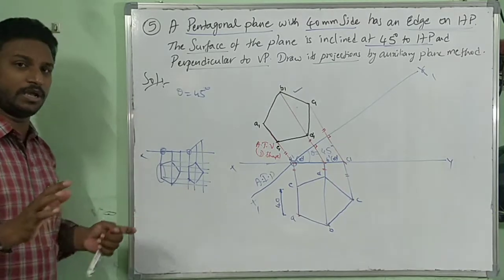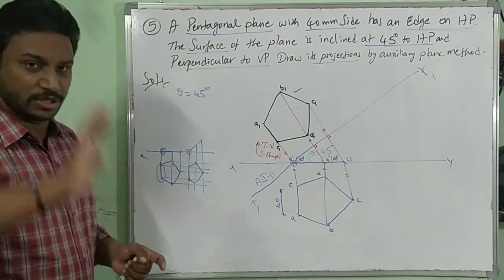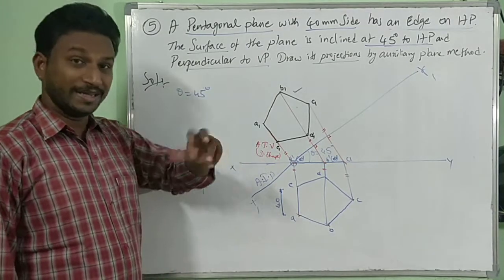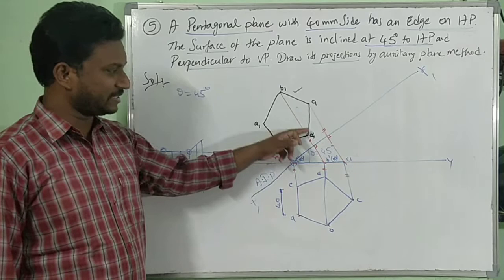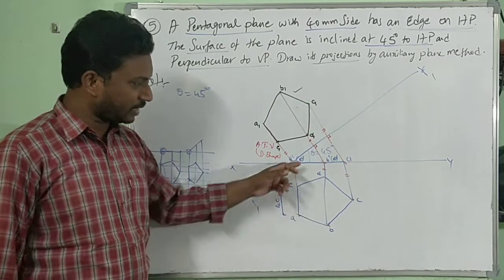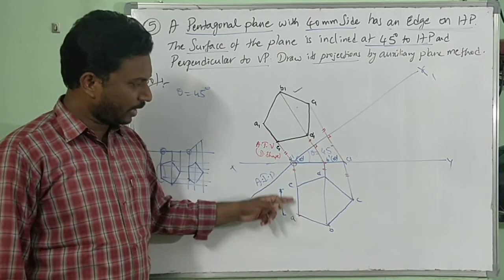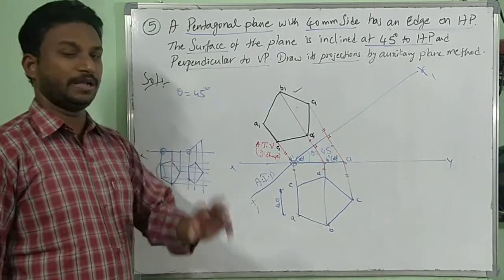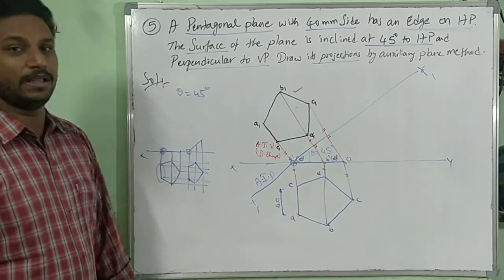Simple problem, don't get confused. As you have understood projections of lines through the auxiliary plane method, this is also the same. But the distances which you are extending from x1, y1 are the lengths of projectors from xy below. AE extension, this DB, C. That is the only typical thing which you have to remember.